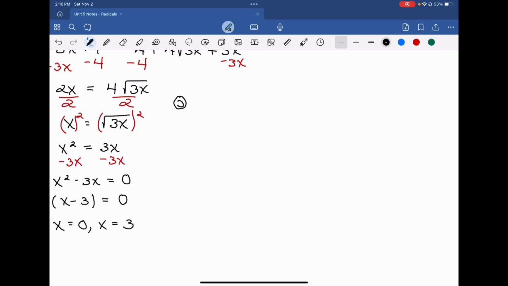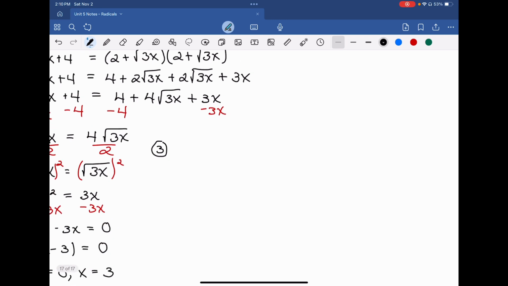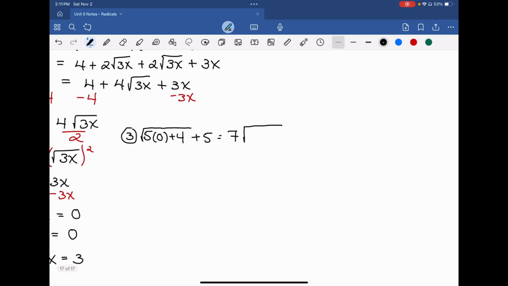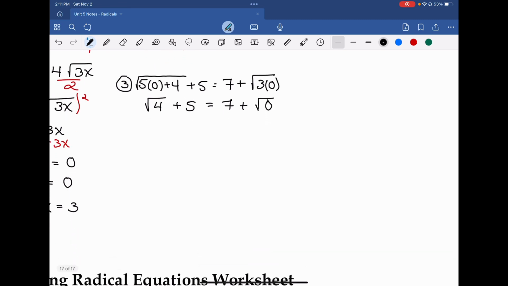So I'm going to go step number 3. We want to do our original radicals. We had square root of 5x plus 4, or let's start off with the 0, square root of 5 times 0 plus 4, and then this was plus 5, is equal to 7 plus square root of 3x, or aka 3 times 0. There we go. This is going to give us the square root of 4 plus 5 is equal to 7. And I better put a plus here because I just realized there's no plus in between those. 3 times 0 like this. This is 7 plus the square root of 0, which is just 0.